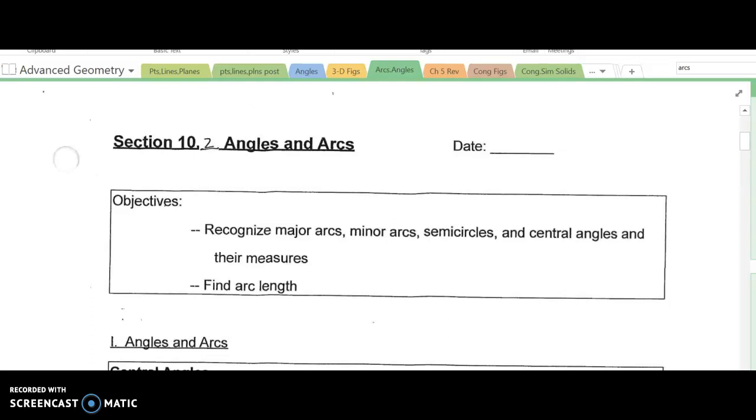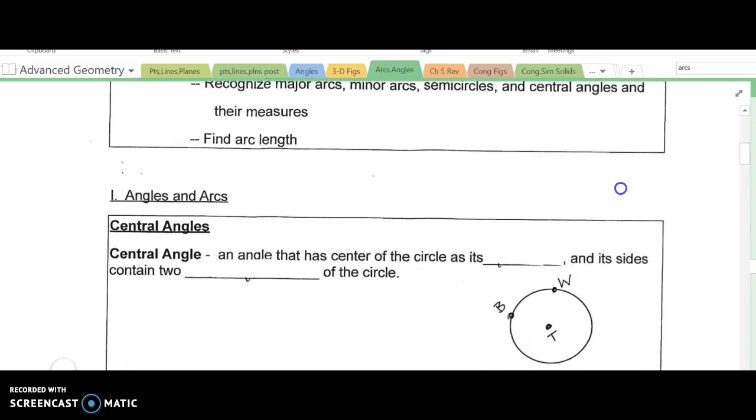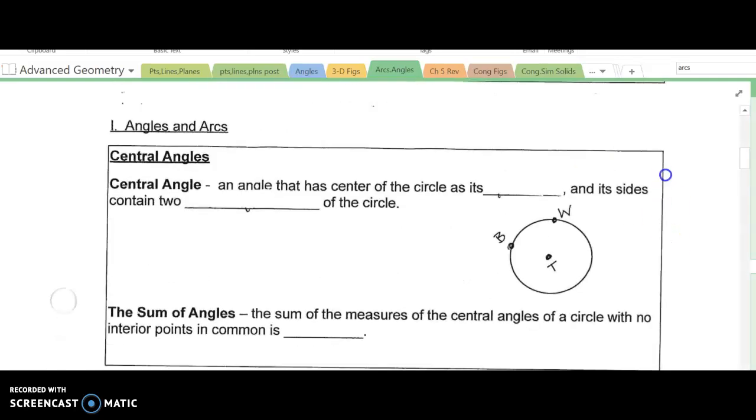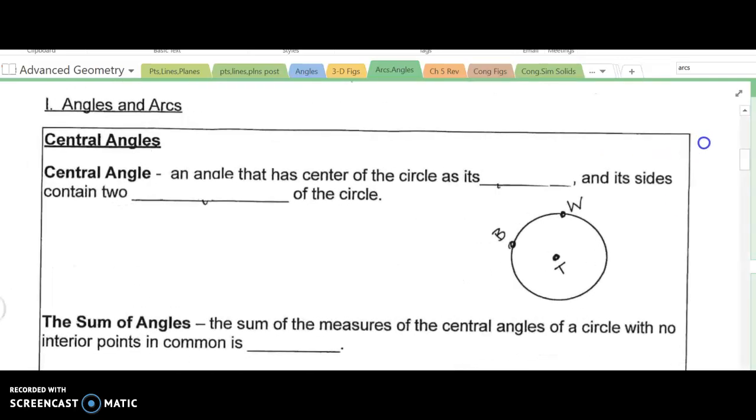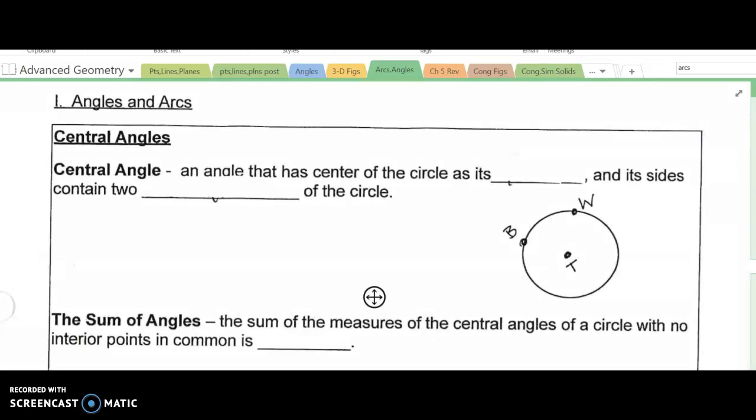Okay, so today we're going to talk about angles and arcs. So we're starting our new unit on circles, and some of these things we've already thought about before, but we're now just going to put it all together. So let's start with central angles.